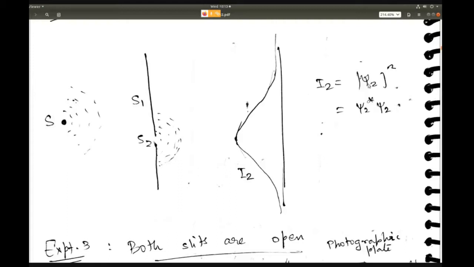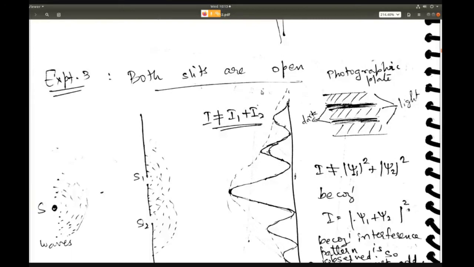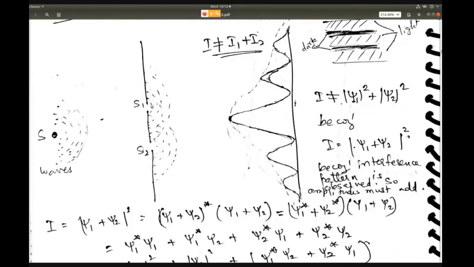So this is the wave function psi2 coming from the slit S2. Okay, so this is psi2 square. Now in the third experiment, when both slits are open, what will happen? The wave will travel like this, and it will reach slit 1 and slit 2. And when it reaches here, from slit 1 again, it will start propagating, and from slit 2 also it will start propagating. So at some points there will be constructive interference, and at some points there will be destructive interference.